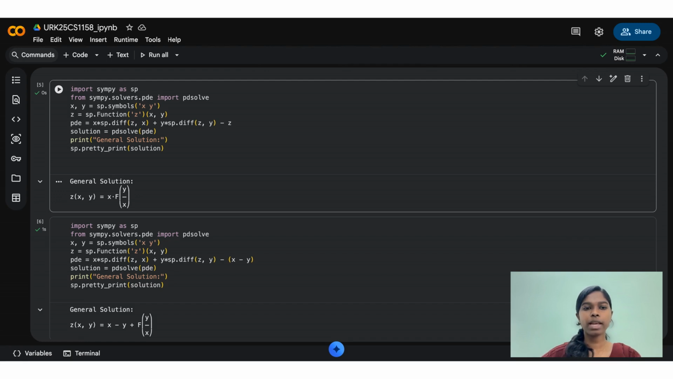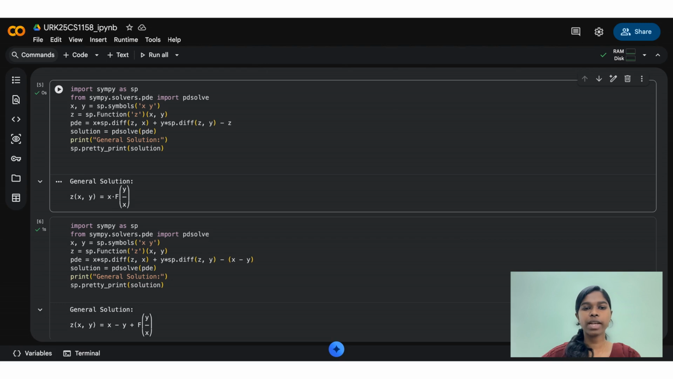Next, we define x and y as the symbolic variables. These are the independent variables of our function. Then we define z as a function of x and y. Mathematically, this means that we are working with z of x comma y.